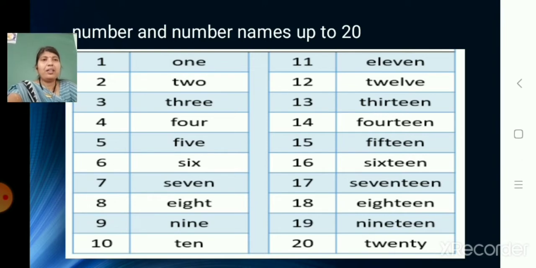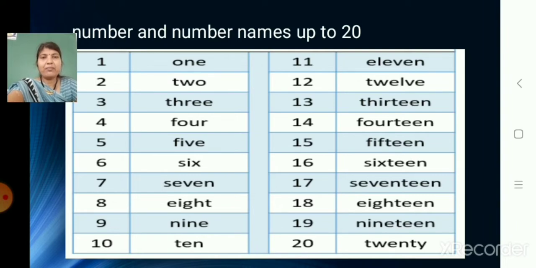11, E-L-E-V-E-N, 11. 12, T-W-E-L-V-E, 12. 13, T-H-I-R-T-E-E-N, 13. 14, F-O-U-R-T-E-E-N, 14. 15, F-I-F-T-E-E-N, 15.